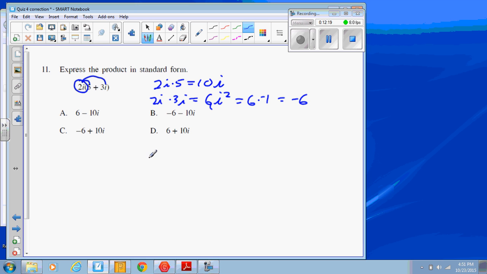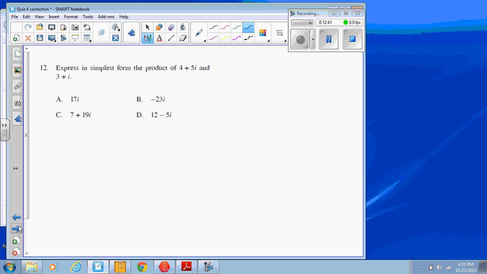So the answer is 10I minus 6, but we don't write it in that form. We put the real part first, so negative 6 plus 10I would be the answer to that one. So C is the answer to number 11. Okay, and now we're going to move on to number 12. Product means multiply.